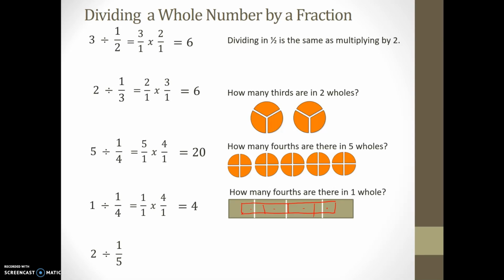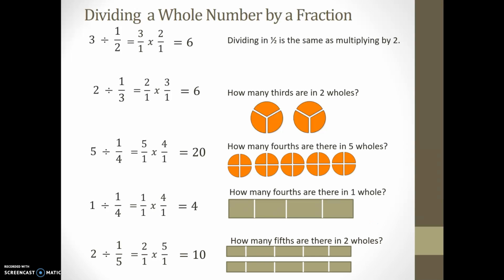Okay, now our last one, 2 divided by 1/5. We'll copy the first number, then we'll change the division sign to multiplication, and then we'll flip the second number, and our problem becomes 2 times 5, which is 10. And on your notes you have bar models, and it says underneath how many fifths are in 2 wholes. Go ahead and split each one of those bars up into 5 parts, and then count and make sure that you have 10 fifths in those 2 wholes. Should look something like this.